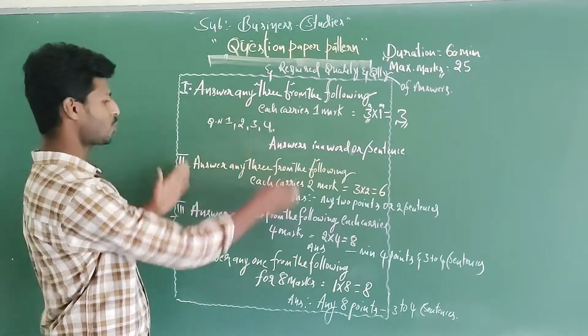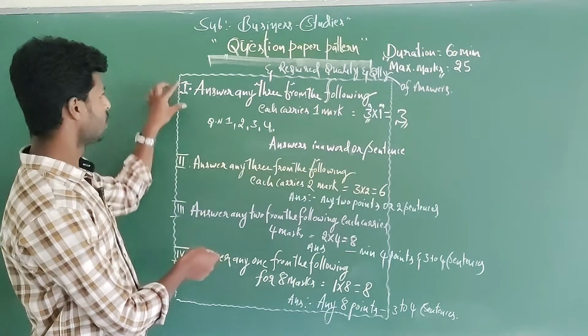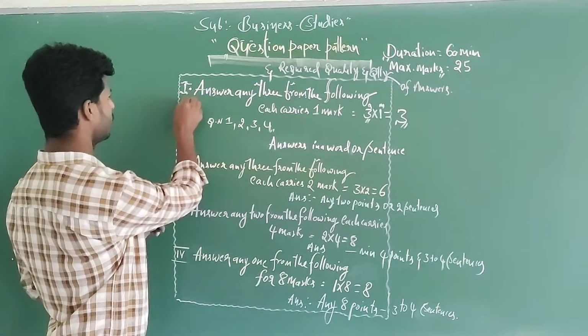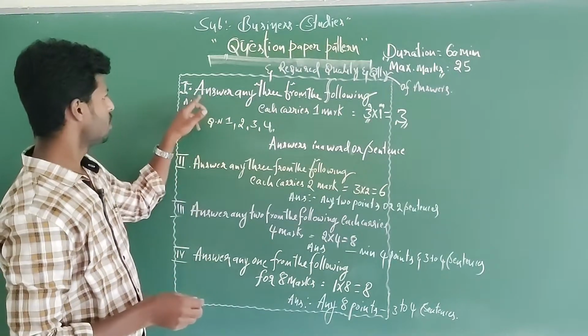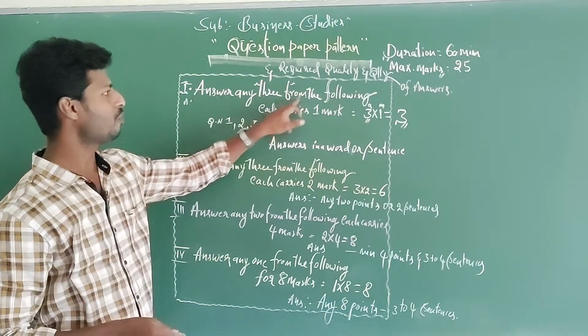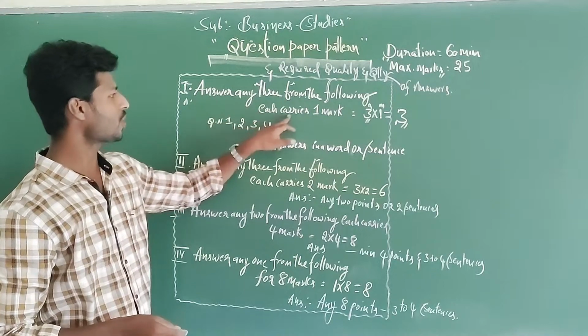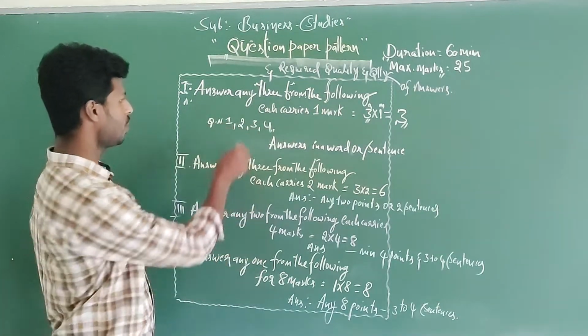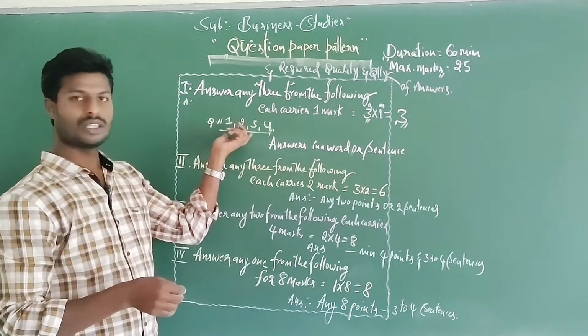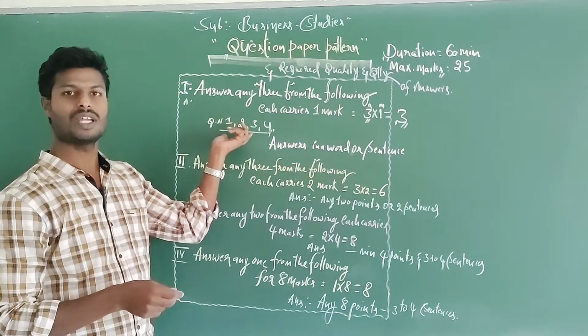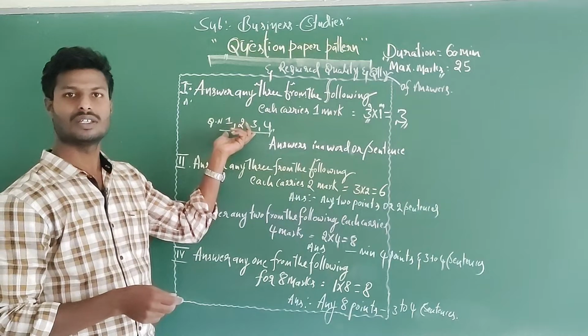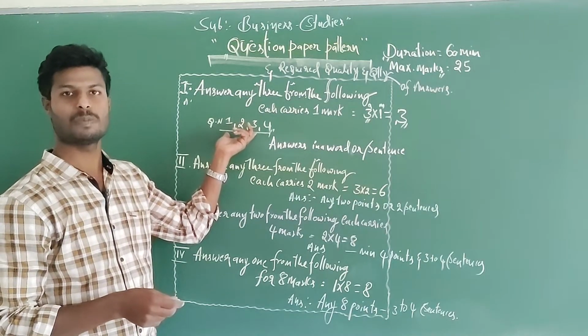Dear students, this is the question paper pattern. Section A is the first main, with 1 mark questions. Here, answer any 3 from the following, each carries 1 mark. So here you have 4 questions under the first main. You will see 4 questions in the question paper.